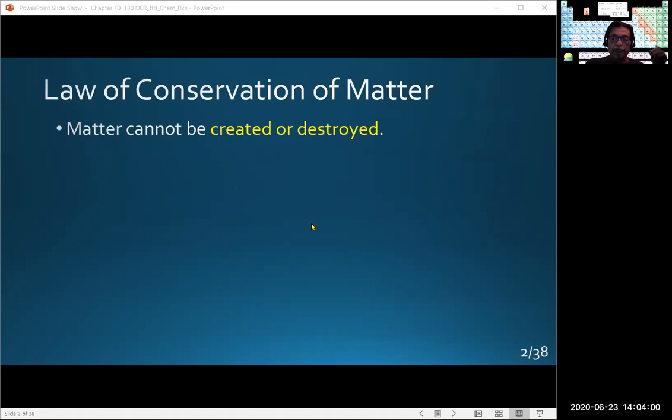Okay. Well, let's talk about this first. This is called the conservation of matter. Now, what exactly does that mean? Basically, matter is neither created nor destroyed. The matter that we have on hand is what we got, and all we do is change the matter that we have into a different form.